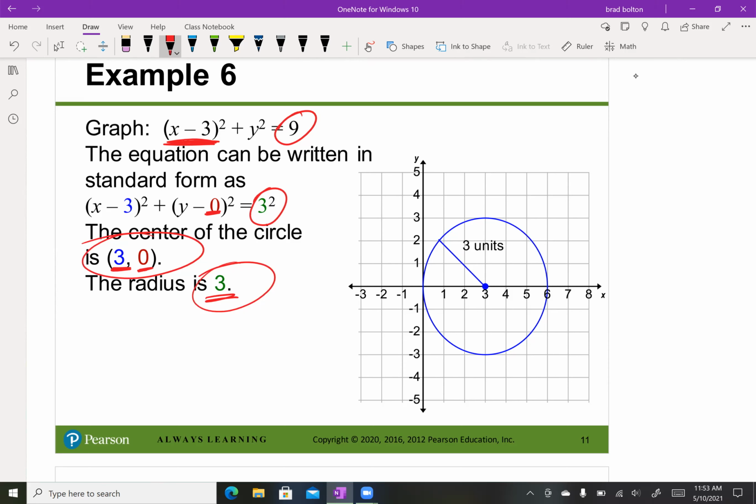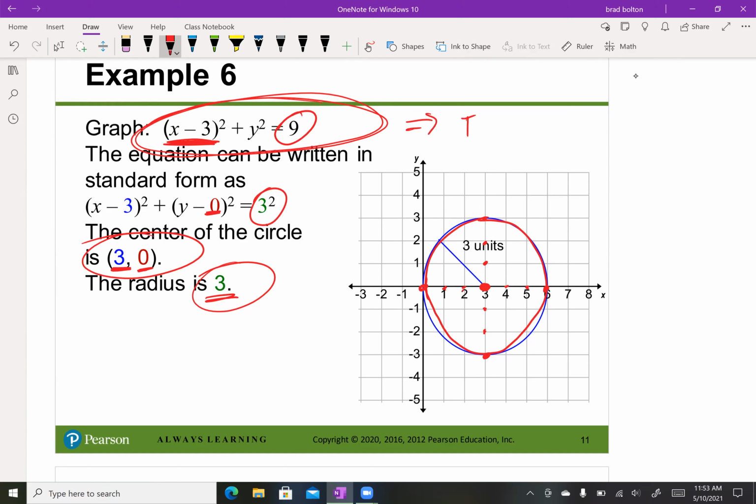So this time we walk over 1, 2, 3, and we put our center. And now from here, we walk up 1, 2, 3, put a point, to the right, 1, 2, 3, put a point, down, 1, 2, 3, put a point, to the left, 1, 2, 3, put a point. And then once again, we draw our circle best we can. All right, so that's how you can create a circle if it's in this form. So this is the nicest form ever because you can tell just by looking at it what your center is, and you can also get the radius.